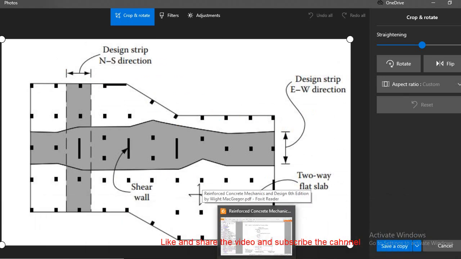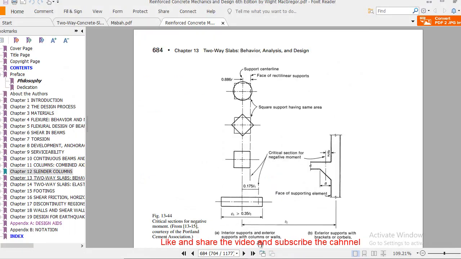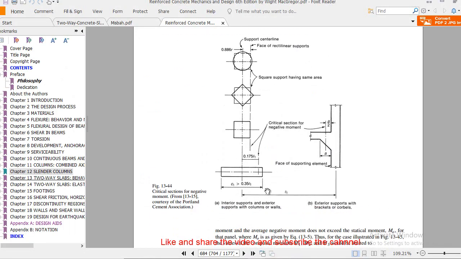Interior support and exterior support with columns or walls: if you have a wall, if you have a column, you have to follow this procedure. Clear?